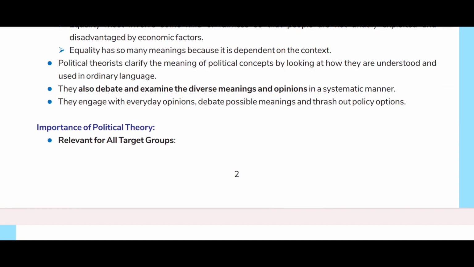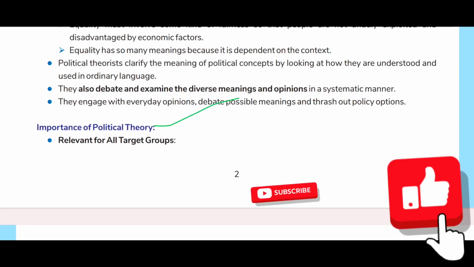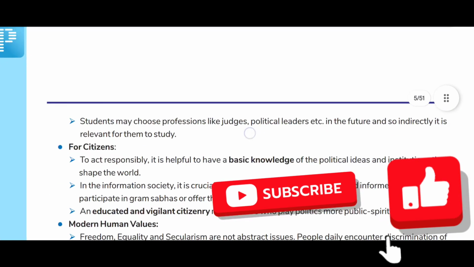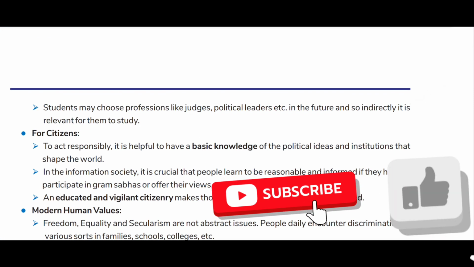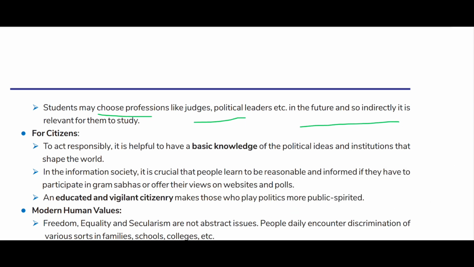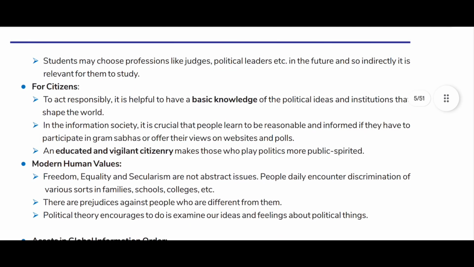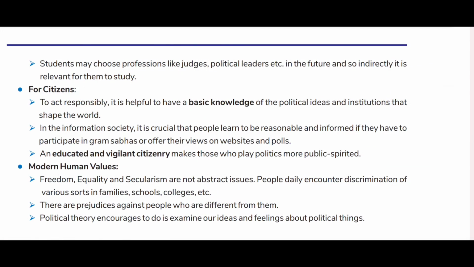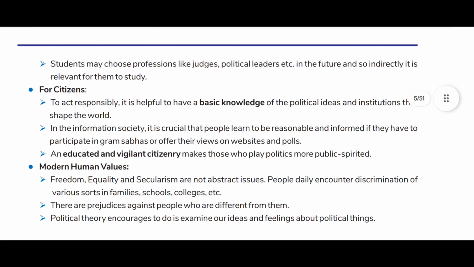So, now the importance of political theory. First is that political theory is relevant for all target groups. Students may choose professions like judges, political leaders, etc. in future, so indirectly it is relevant for them to study. For citizens, political theory is relevant for citizens to act responsibly. It is helpful to have a basic knowledge of the political ideas and institutions that shape the world.